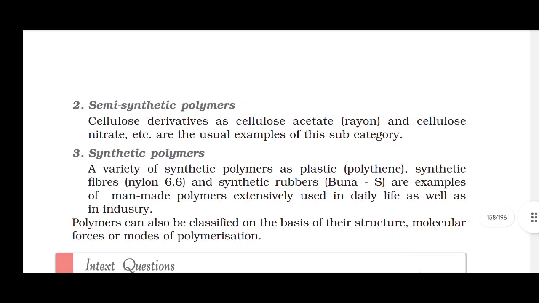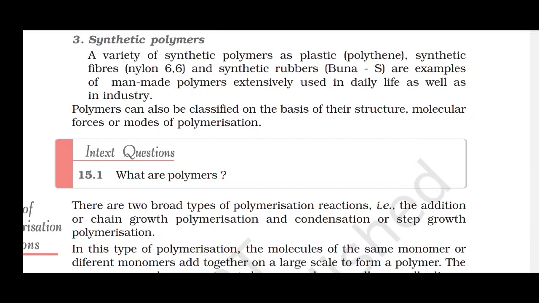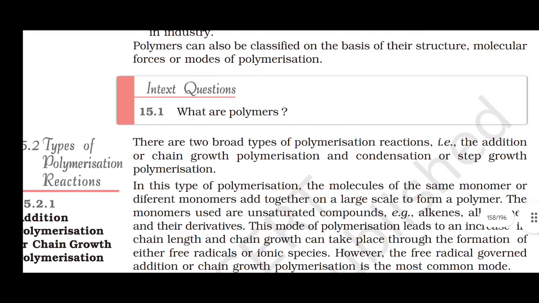Second, semi-synthetic polymers. Cellulose derivatives as cellulose acetate, rayon, and cellulose nitrate, etc. are the usual examples of this subcategory. Third, synthetic polymers. A variety of synthetic polymers as plastic, polythene, synthetic fibers, nylon 66, and synthetic rubbers, that is Buna S, are examples of man-made polymers extensively used in daily life as well as in industry. Polymers can also be classified on the basis of their structure, molecular forces, or mode of polymerization.